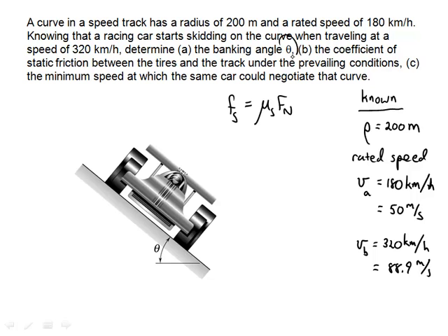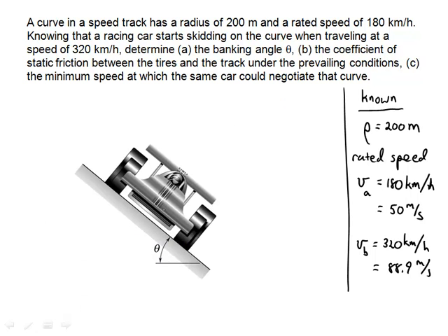We're looking for the angle theta, then the coefficient of friction. In part B, the angle theta will be whatever it was in part A. That won't change. In part C, the coefficient of friction will be whatever it was in part B. That won't change. So there's my known information.